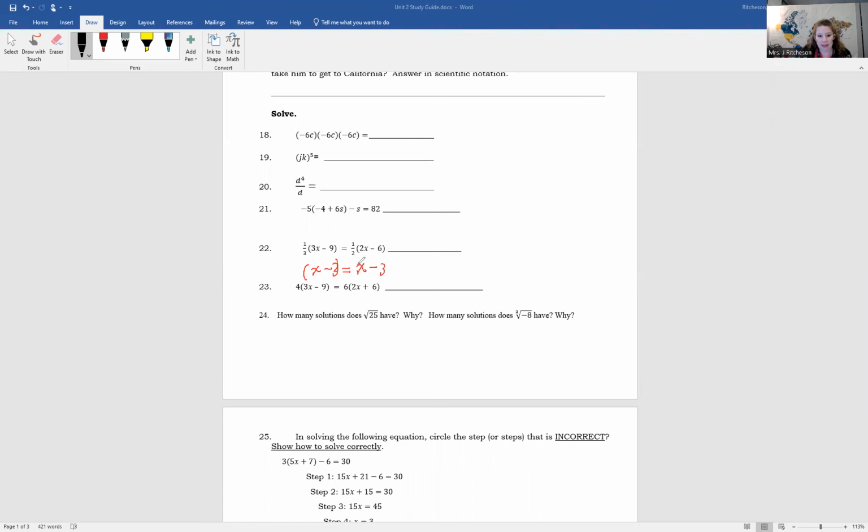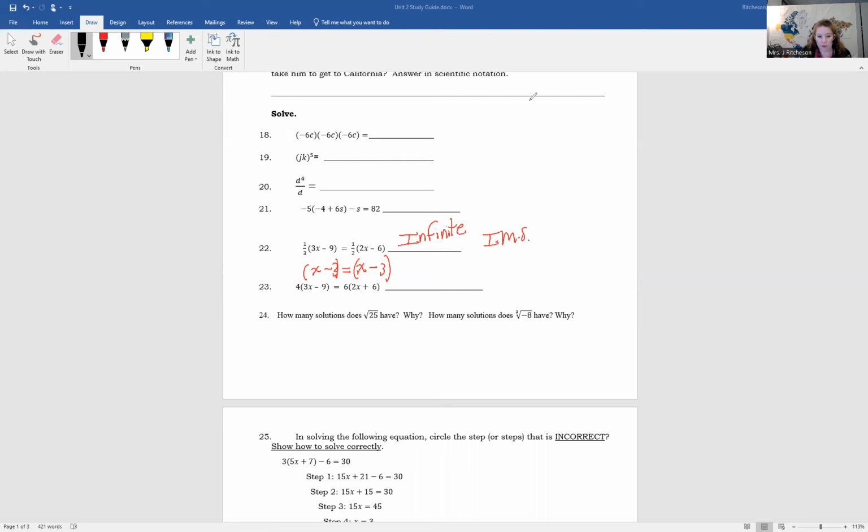We have the same exact expression on both sides of the equal sign, which means we have an infinite number of solutions. Infinitely many solutions. We can just say that to save time.